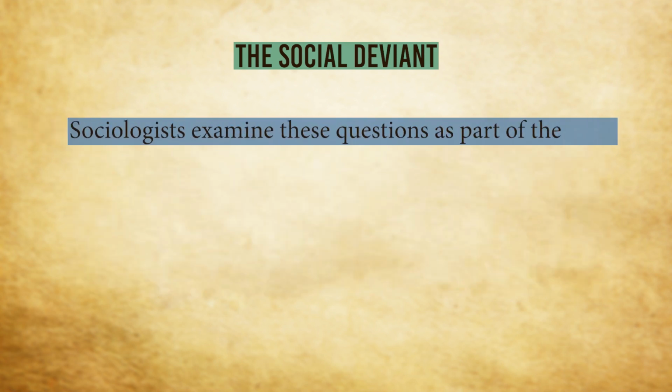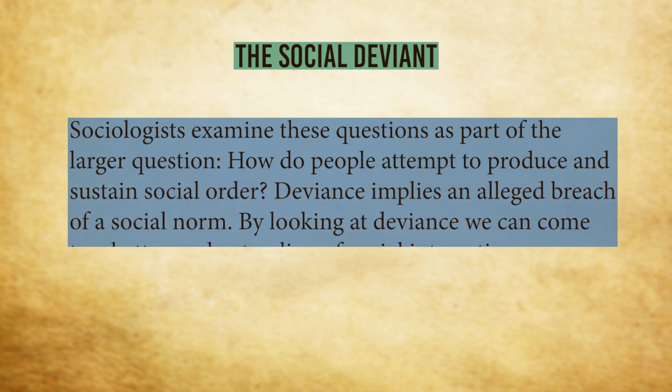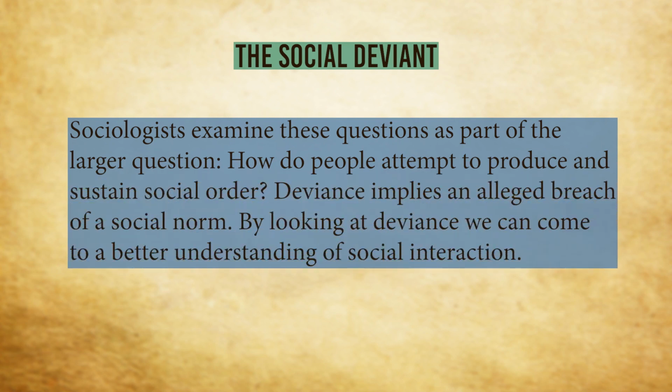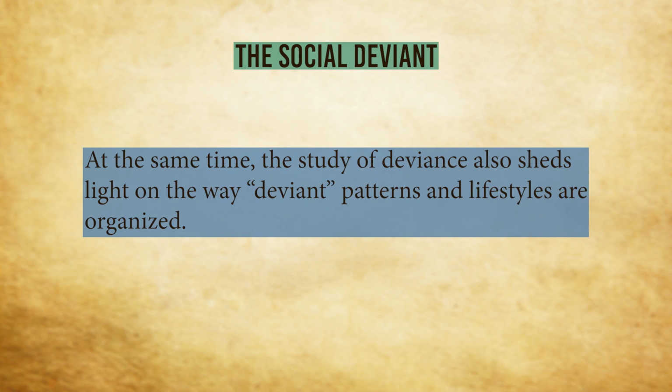Sociologists examine these questions as part of the larger question: how do people attempt to produce and sustain social order? Deviance implies an alleged breach of a social norm. And by looking at deviance, we can come to a better understanding of social interaction. At the same time, the study of deviance also sheds light on the way deviant patterns and lifestyles are organized.